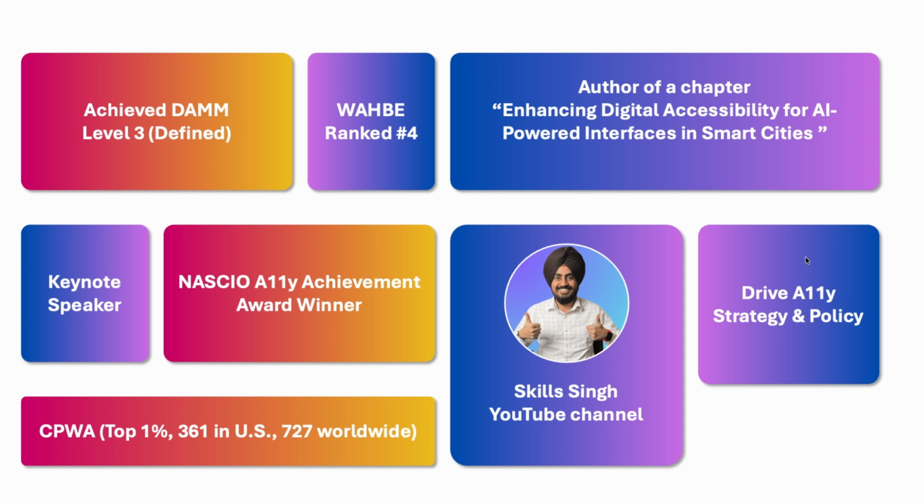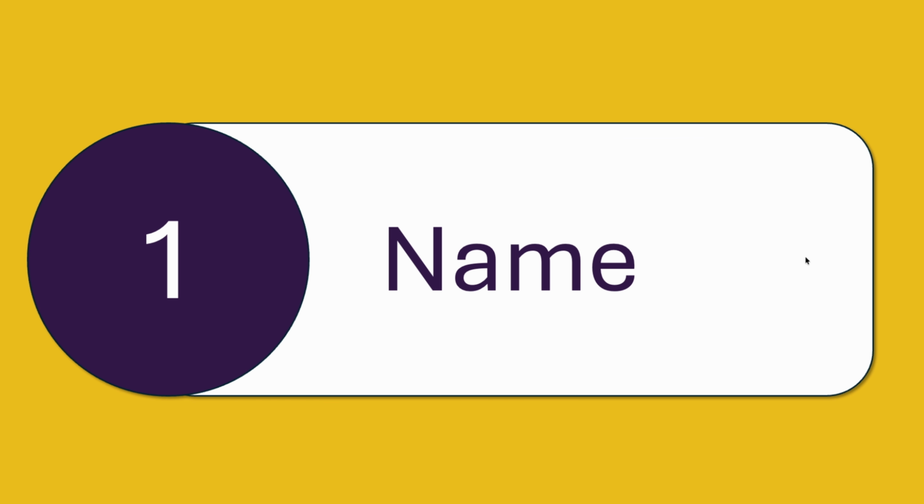So my goal here is not to make ARIA sound complex. My goal is to give you the practical judgment that experienced accessibility testers use when they decide whether ARIA is needed or whether native HTML is the better answer. Let's start with the name. Name is what assistive technology announces as the label of an element. If the name is wrong, the user may not know what the element is.